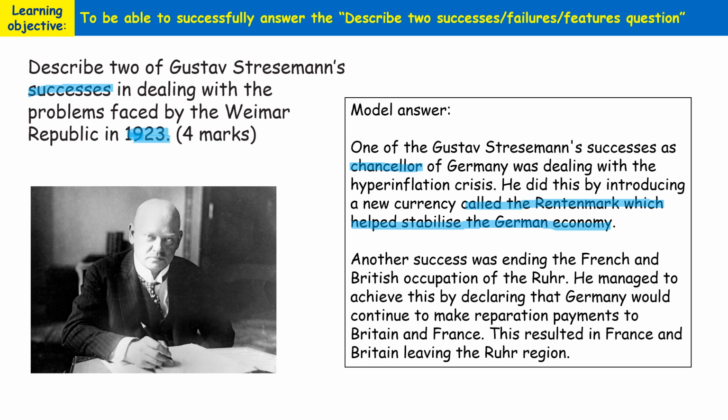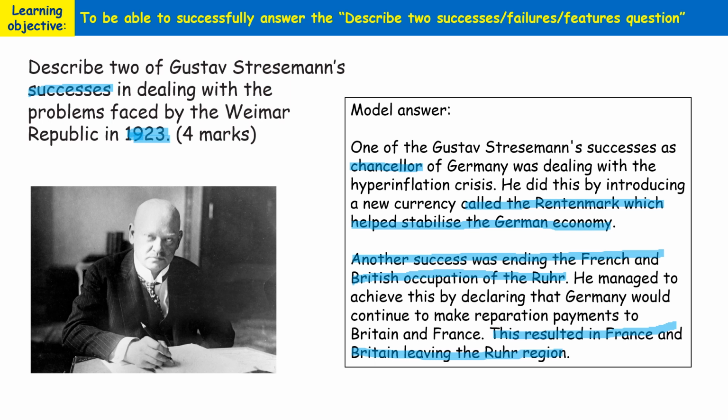So you could say another success was ending the French and British occupation of the Ruhr region of Germany. This happened after Germany was unable to pay its reparations as a result of the Treaty of Versailles. Stresemann managed to achieve this by declaring that Germany would continue to make reparation payments to Britain and France. Good knowledge there. This resulted in France and Britain leaving the Ruhr region by 1925, so good understanding there. So this type of answer to the 4-mark describe 2 features or 2 successes or 2 failures, this type of answer will get 4 marks out of 4.